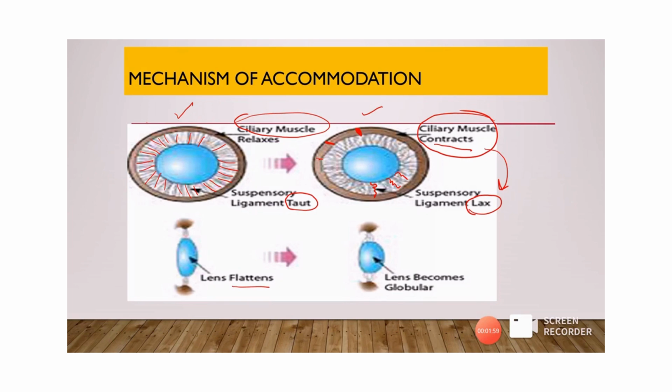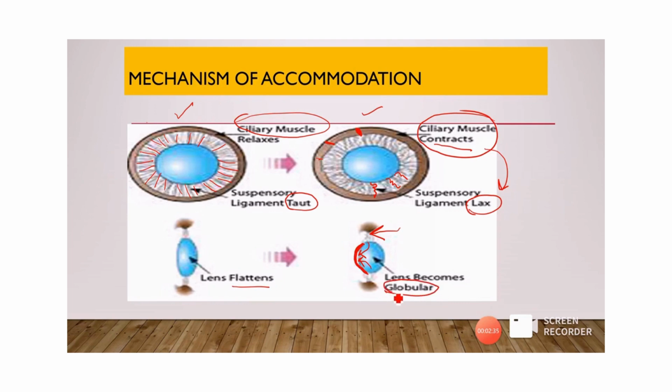Now the lens structure and the lens capsule is very elastic. So as the tautness and tightness from the suspensory ligaments is lost during accommodation, and as the laxity comes, the lens will now be free to actually move forward. The lens will move forward, and at the same time the capsule of the anterior part of the lens also will move forward, and all the lens matter will also move forward in such a way that the anterior convexity of the lens will increase, and the lens will now become globular.